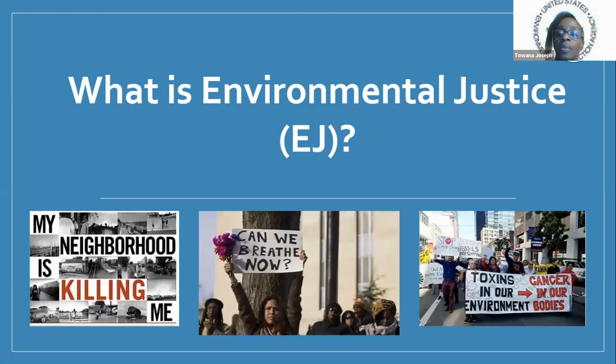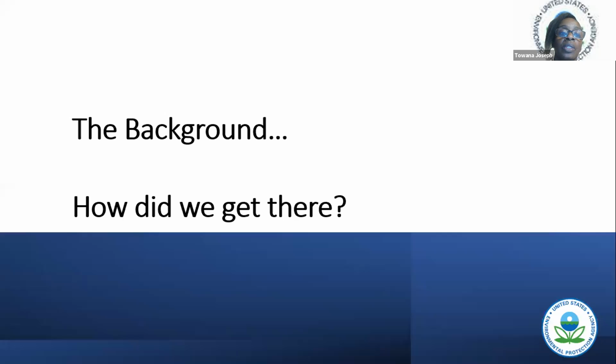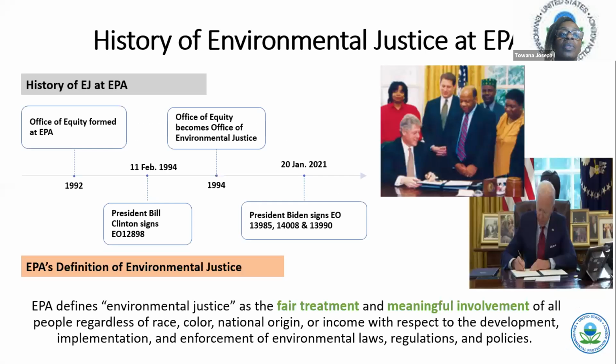So the background: how did we get there? In 1992, the Office of Equity was formed at EPA. Then in 1994, President Bill Clinton signed Executive Order 12898. And in 1994, the Office of Equity turned into the Office of Environmental Justice. And just recently, President Biden signed Executive Orders 13985, 14008, and 13990.